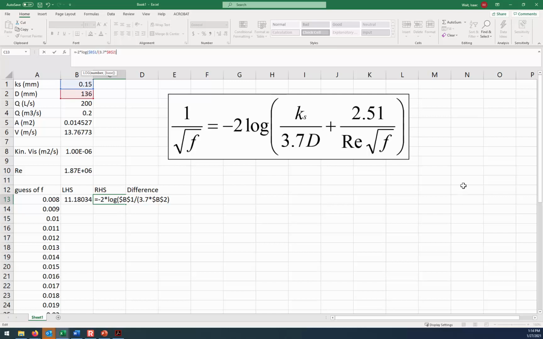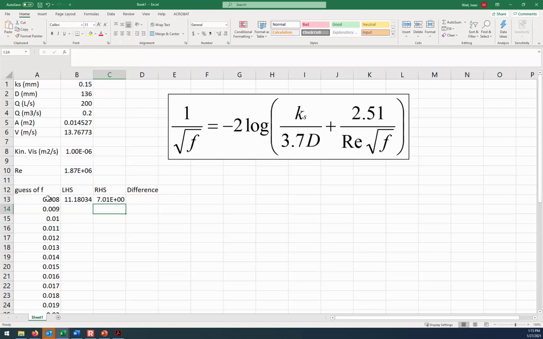So now that's this term that is done, plus 2.51 divided by the Reynolds number. So I'll anchor the reference to here, times the square root of f. Pretty hairy, right? You're going to get so good at writing formulas this summer.